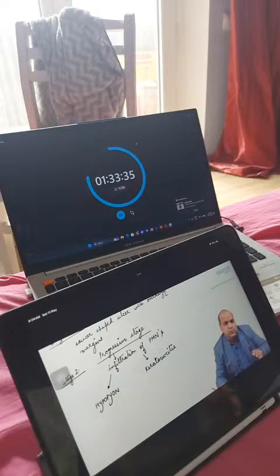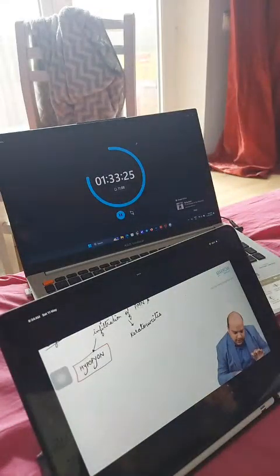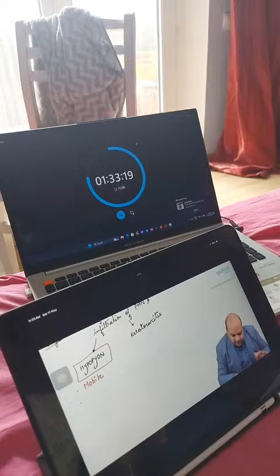When I talk about hypopyon, we have already seen the photograph: a collection of pus in the anterior chamber. Please remember, in cases of bacterial corneal ulcer, 2 words about the hypopyon. Number 1, the hypopyon is thin, so it is mobile.